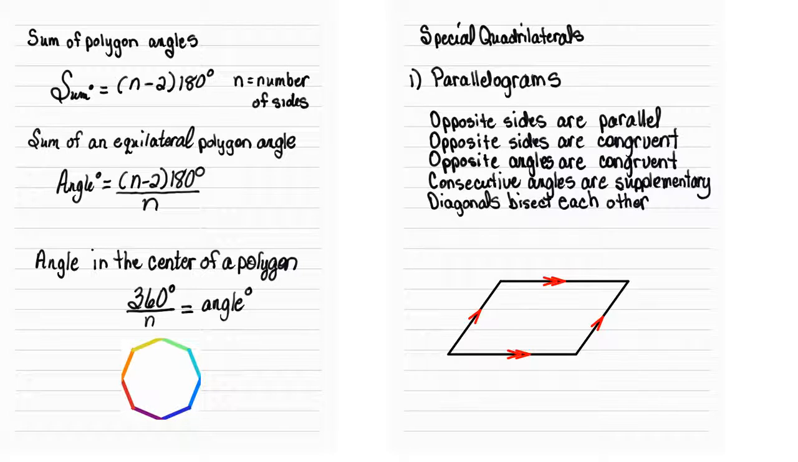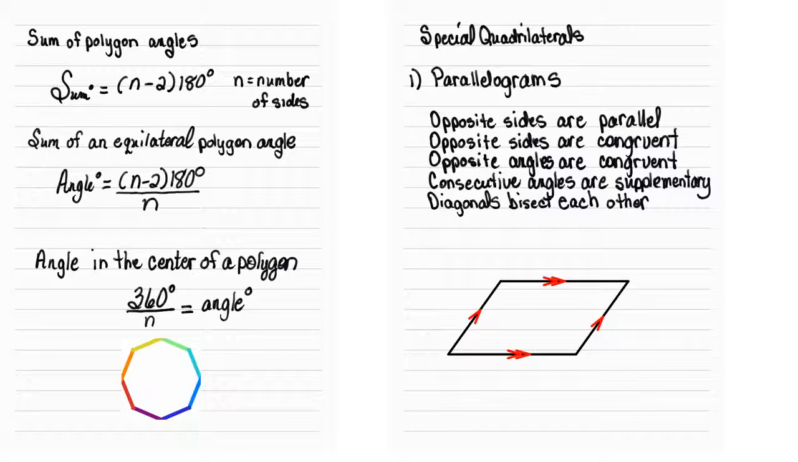Three important polygon formulas. The sum of all the polygon angles, these are the ones that are connected to the sides. The sum equals the number of sides minus 2 times 180. Now, if you just want one angle of an equilateral polygon, that means it's a regular polygon, all the sides and all the angles are equal, you take the first formula and you just divide by the number of sides.